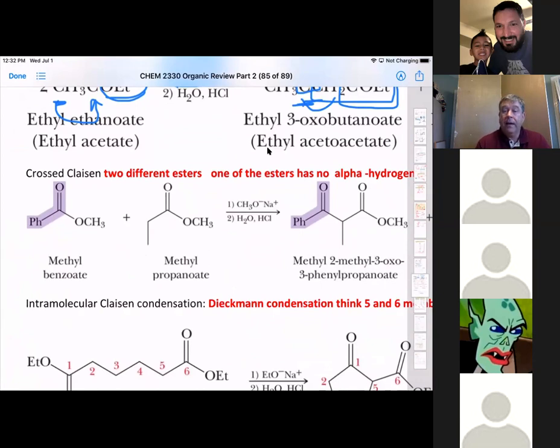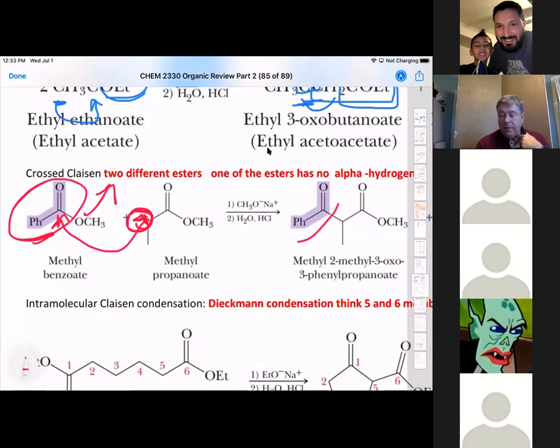Now this is really great because now you can say, well, in this case here, I only have alpha hydrogens here, which means this is where I'm going to form my enolate, which means this has to react with this, meaning I'm going to lose that as my group. And so this is going to be the beta ketone portion of our system, and our ester is the starting ester of the one we made the enolate out of. Okay, again, a crossed is 2 different esters, one of which has no alpha hydrogens.